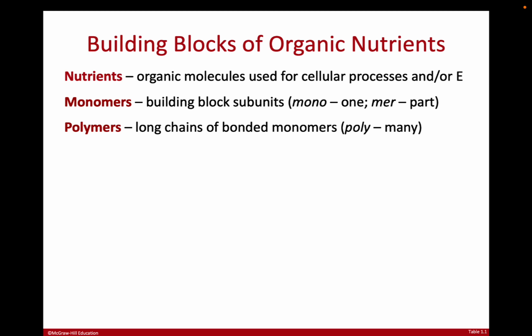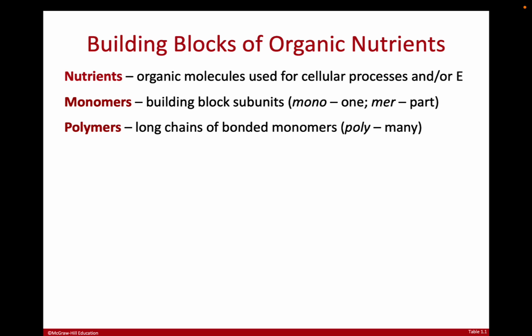Organic nutrients or organic molecules are ones made primarily of carbon atoms. And these are the ones that we use to build, and all organisms use to build their bodies, whether it's a cell or many cells together, or the structures that are attached to those cells. When we call them nutrients, those are actually ones that are used in cellular processes or for energy. So they're used for running the cell.